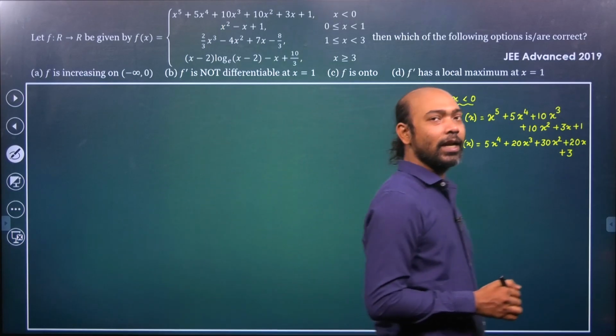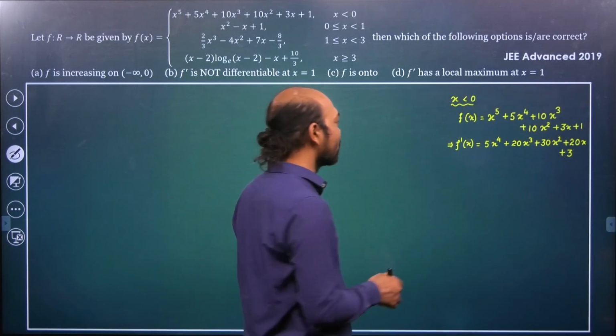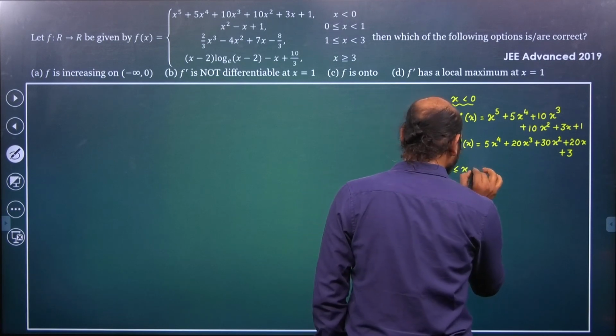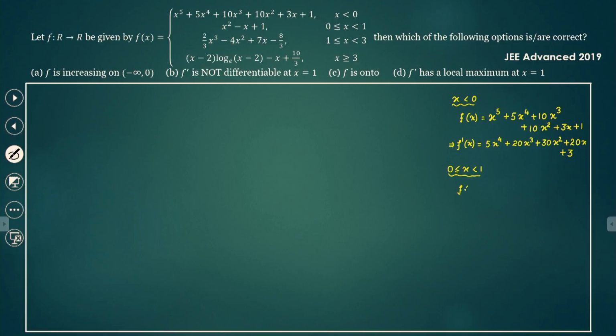Now we have to take care of the next function. What's that? The limit is 0 to 1. So the function again changes definition. So now we'll consider 0 less than or equal to x and less than 1. If we consider that, the function is redefined as f x, which is much easier, x squared minus x plus 1. If I differentiate now, we get f dash x is equal to 2x minus 1.